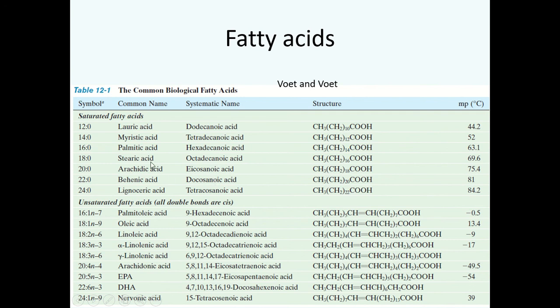You are required to know about the structure and the name of palmitic acid, which is a 16 carbon saturated fatty acid, and stearic acid, which is an 18 carbon saturated fatty acid. The systematic name of palmitic acid is hexadecanoic acid. Hexa means 6 and deca is 10. So hexadecanoic acid means having 16 carbons in it. The systematic name of stearic acid is octadecanoic acid. Octa means 8, deca means 10. So that is an 18 carbon fatty acid.